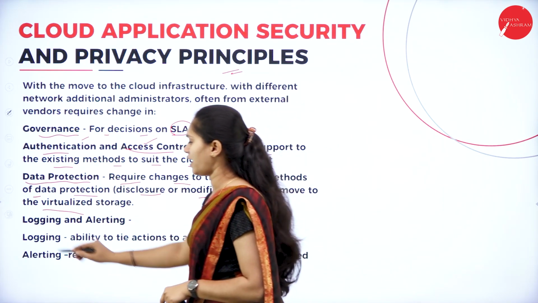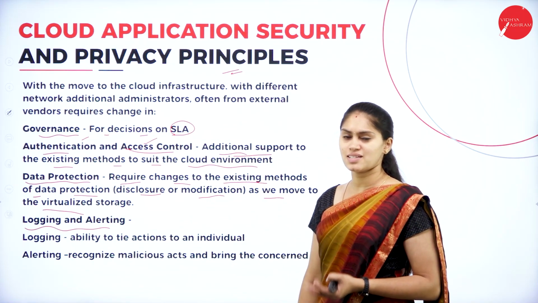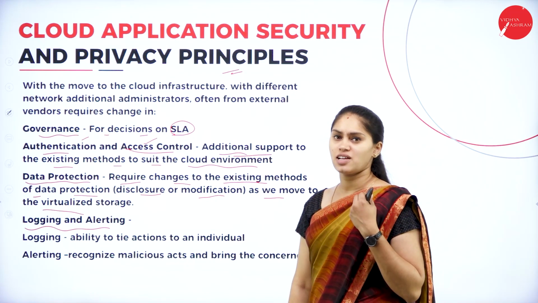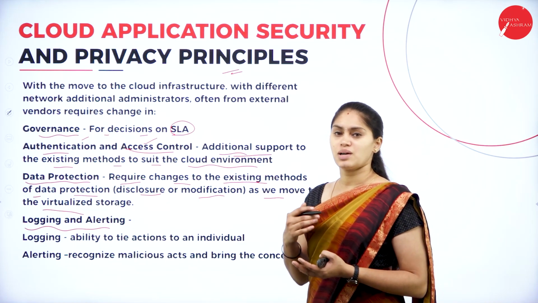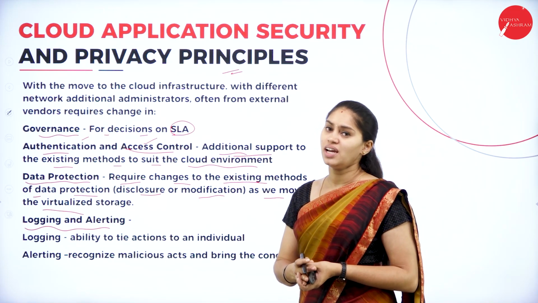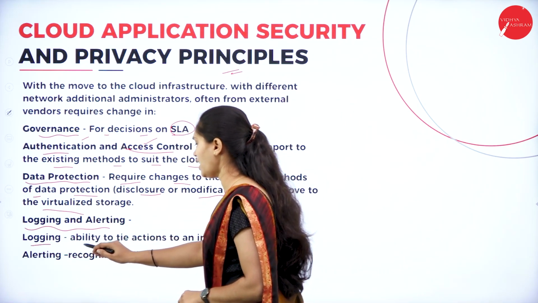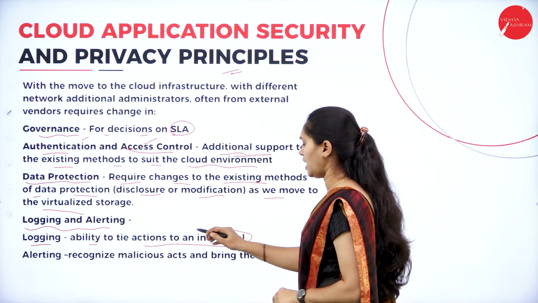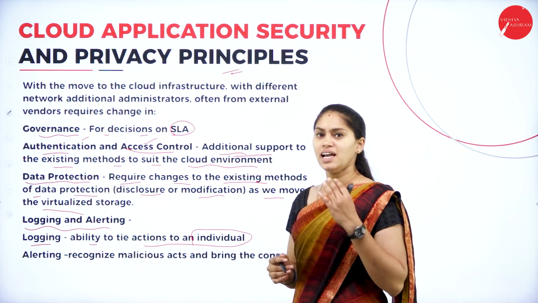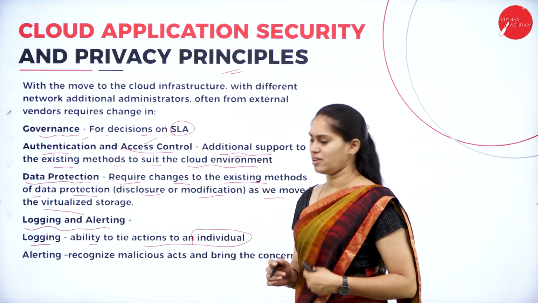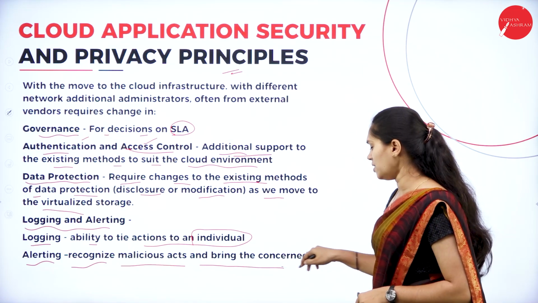And we have logging and alerting. When an individual is logging into the cloud, it has to alert. That means if some malpractice is taking place, if someone is trying to hack your data and information, it has to alert the authenticated user. When it comes to logging, it is the ability to tie actions to the individual. If you are logging in, it will give you a message, and it will give you tracking of those activities. And alerting, in the sense, recognizes the malicious act and informs the concerned person.